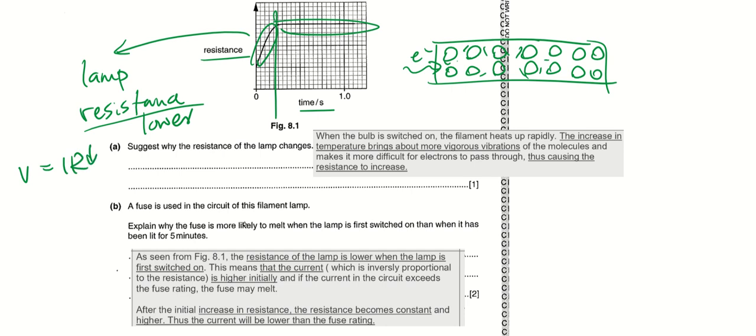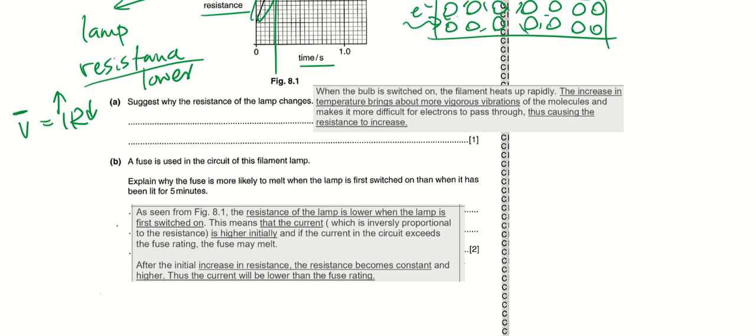If my lamp resistance is lower, my V is the same, because I'm supplying it from the same battery, my current is going to be higher. So as seen from figure 8.1, resistance of the lamp is lower when the lamp is first switched on. This means that the current is higher initially using V equals IR. So if the current in the circuit exceeds the fuse rating, that is how the fuse melts. So after the initial increase in resistance, if the fuse doesn't melt, the resistance becomes constant. This is the resistance of the lamp, nothing to do with the resistance of the fuse.